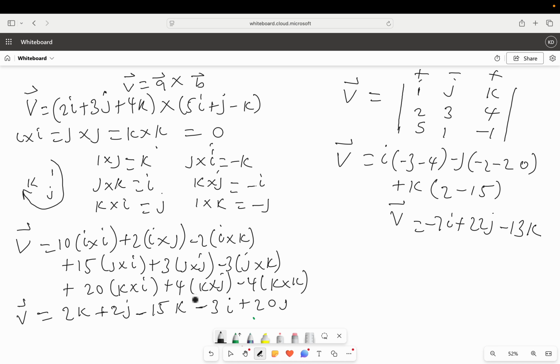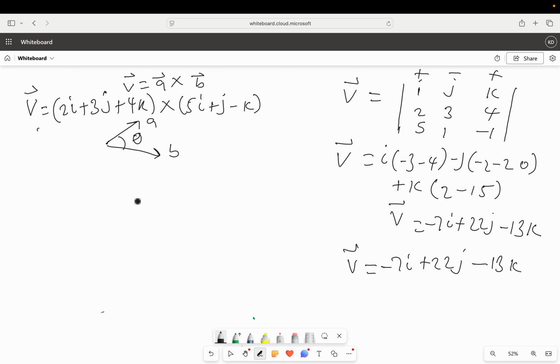Then k cross i is just j, so I'll have plus 20j. Then k cross j is just minus i, so I will have minus 4i. So my b will just be, I have minus 4 minus 3i, so I'll just have minus 7i. So in terms of j, I have 2, I have 20, so I have 22j. And then finally for k, I have 2 minus 15, which is just minus 13k. So you can see it is equal to the solution of the second method as well as for the first method.